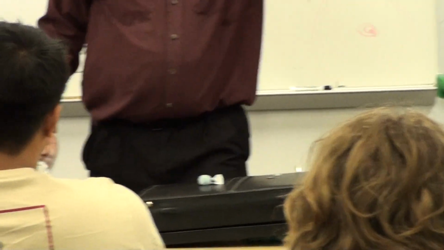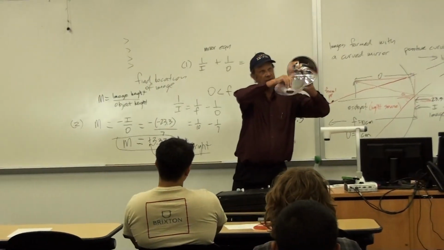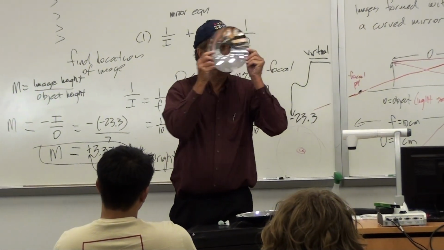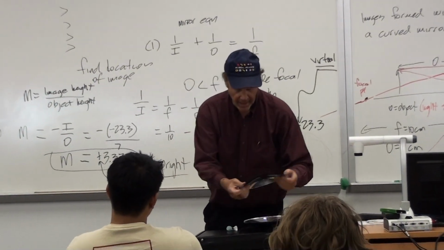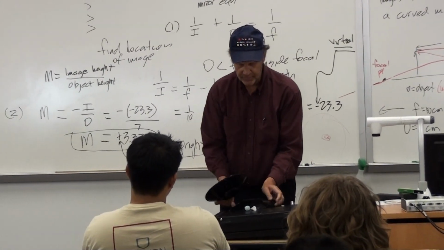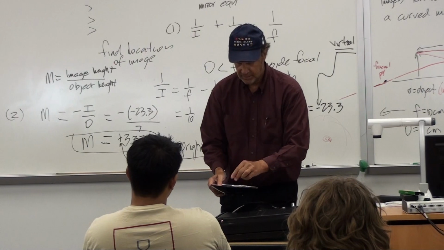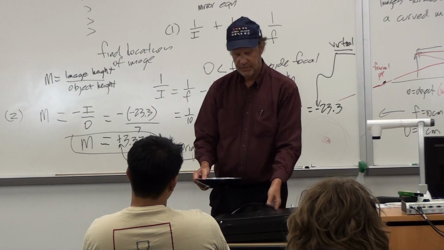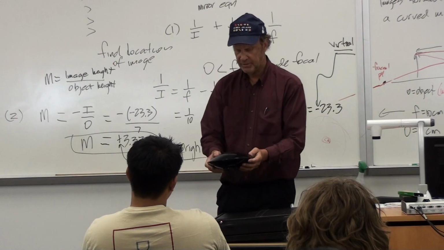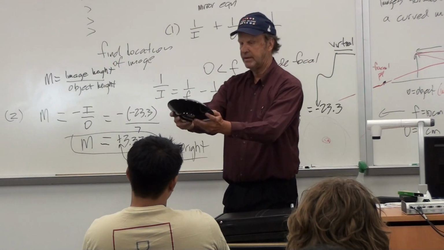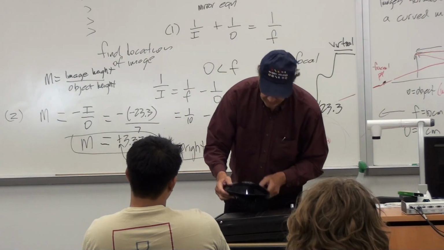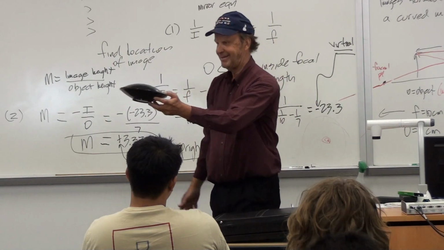Okay, one of them is just a smooth, regular curvature, and one of them's got a hole in it. Okay, and so what I'm going to do is put a source of light at the bottom of this mirror. Then I'm going to put the top on, and then what I'd like you to do is keep this thing in the middle.